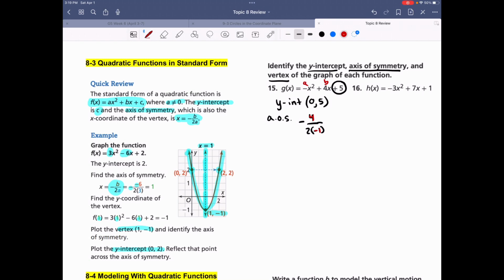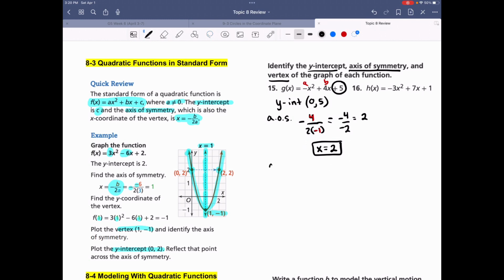And when we simplify that, we get -4 over -2, which is just 2. So x equals 2 for our axis of symmetry. And then we need to plug that in. I'm going to bring this down though, because we still have to work on number 16 after this.